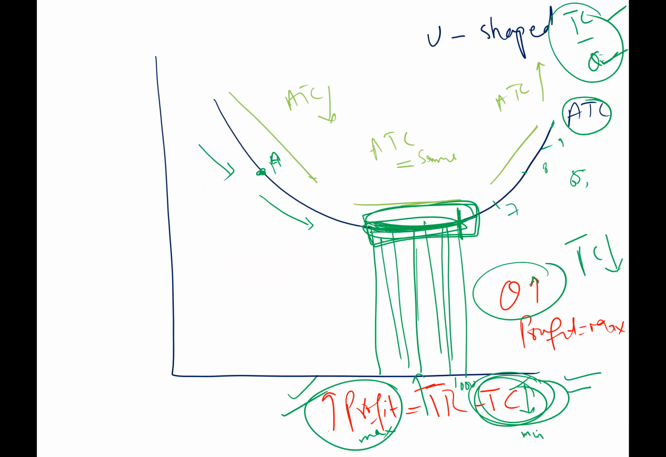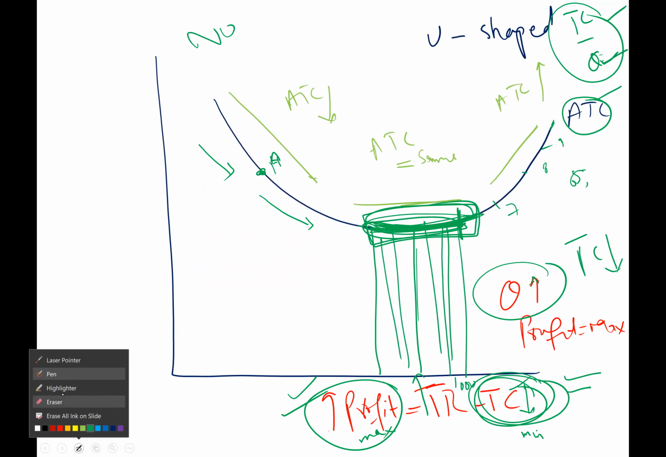profit. So this section of this curve is called efficient scale, right? And now the question arises: is it easy to find out every total cost and to make this curve? The answer is, in reality, it's not easy.